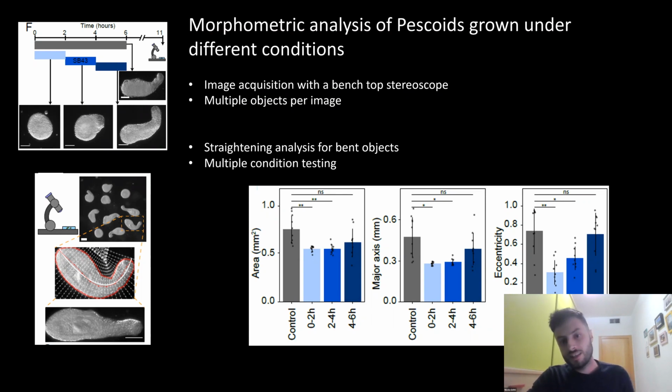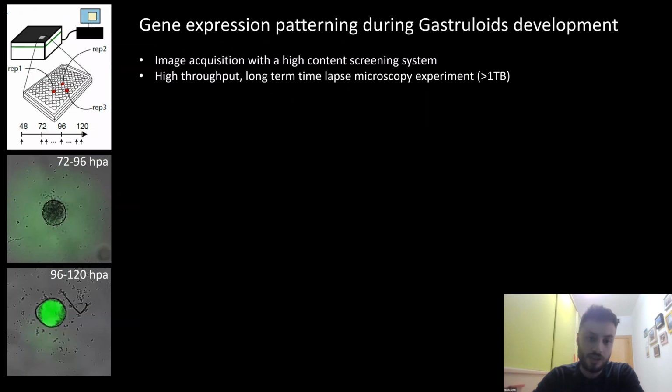The last case that I wanted to show you is about fluorescence quantification. In this case, we studied the patterning of gastruloids. Gastruloids are embryonic organoids that are generated instead from mouse embryonic stem cells. In this case, gastruloids were seeded in a 96 well plate, and the images were acquired using a high content screening system, in particular the Opera Phoenix that I told you about earlier. These are imaged in high throughput over a long time, often over several days, 5 or 6 days of development, and therefore they led to a very large amount of data.